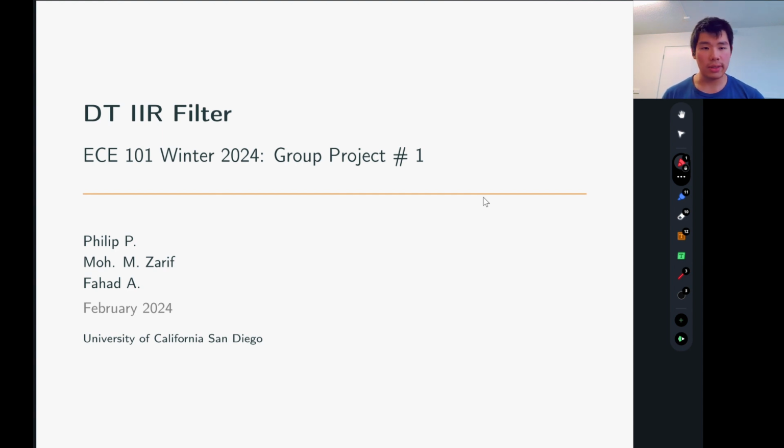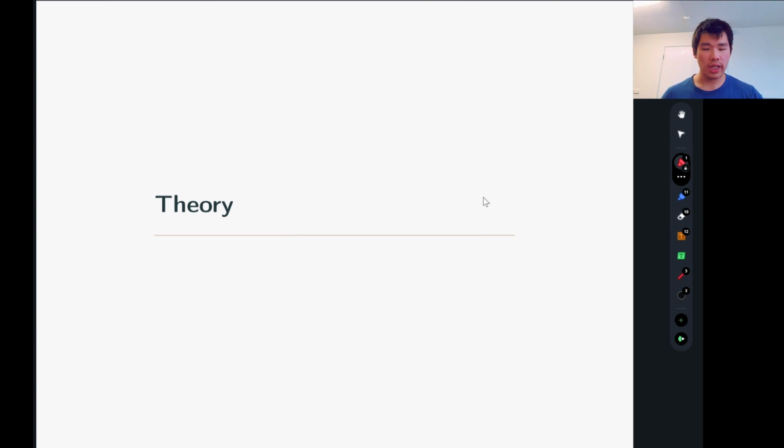And at the end, I'm going to be talking about the experiment that we conducted as a group in using a DT EMA filter to filter out the noise of the data that we retrieved from the MPU 6050. So, without further ado, let's dive right in. So let's start with the theory.